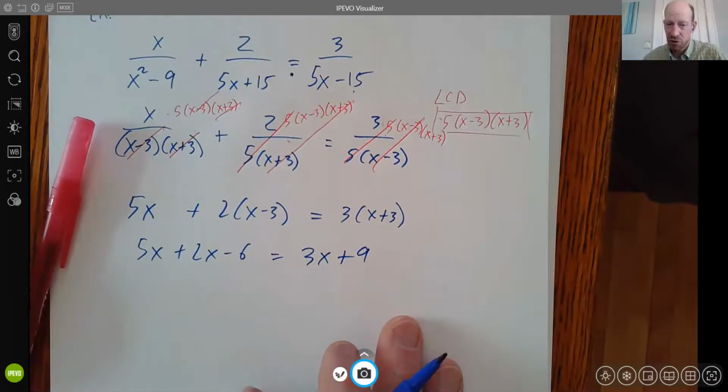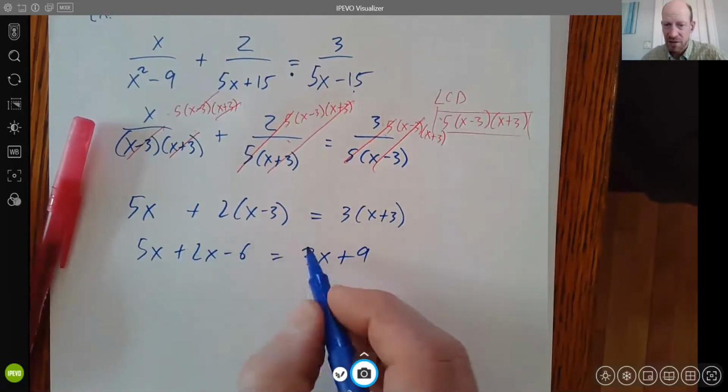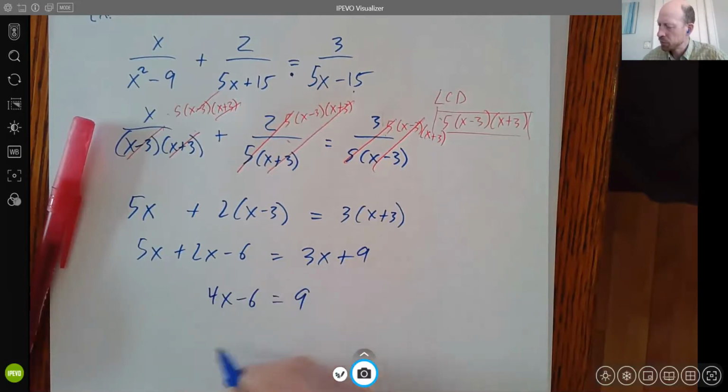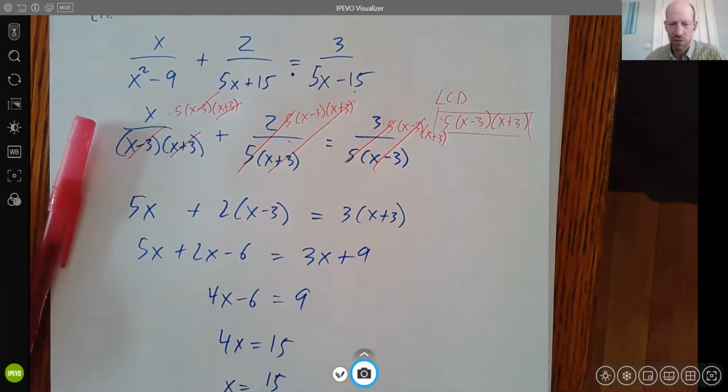And it's just a linear equation. 7x minus 3x is going to be 4x. So if I add the 6, 4x equals 15 and x equals 15 fourths.